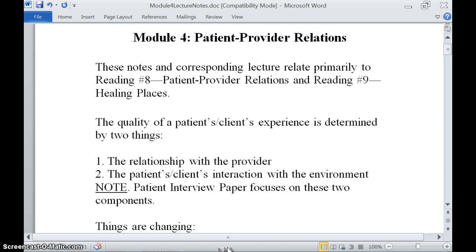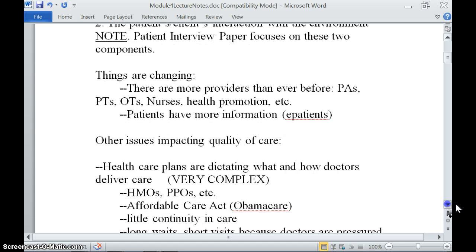But the quality of a patient's or client's experience is determined by two things: one, the relationship with the provider, that may be you, or you may be a patient or client at some point, and two, the patient or client's interaction with the environment. This could be primarily the physical environment in terms of the setup of a hospital or a room, or even the outdoor environment, as well as the social environment in terms of that dynamic interaction between healthcare provider and patient or client. Now, your patient interview paper focuses on these two components: the relationship and the interaction with environment, and you can go to assignments and better understand that patient interview paper.